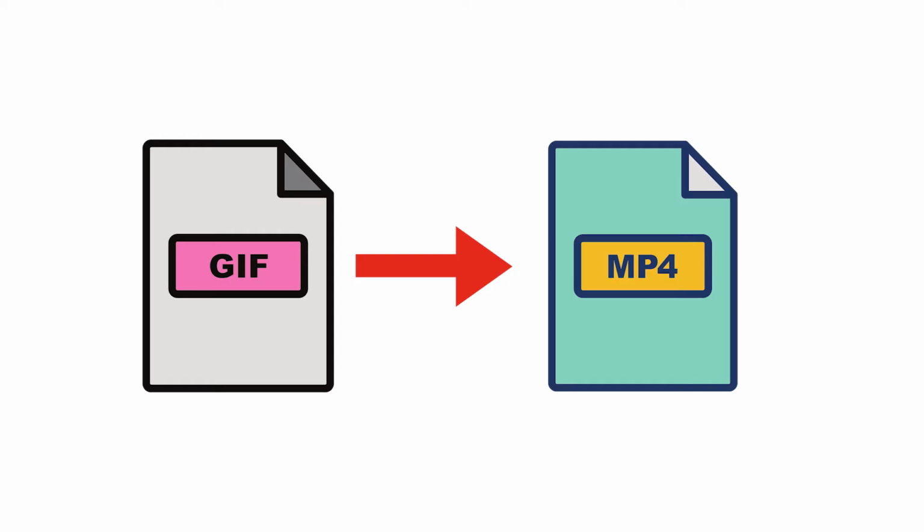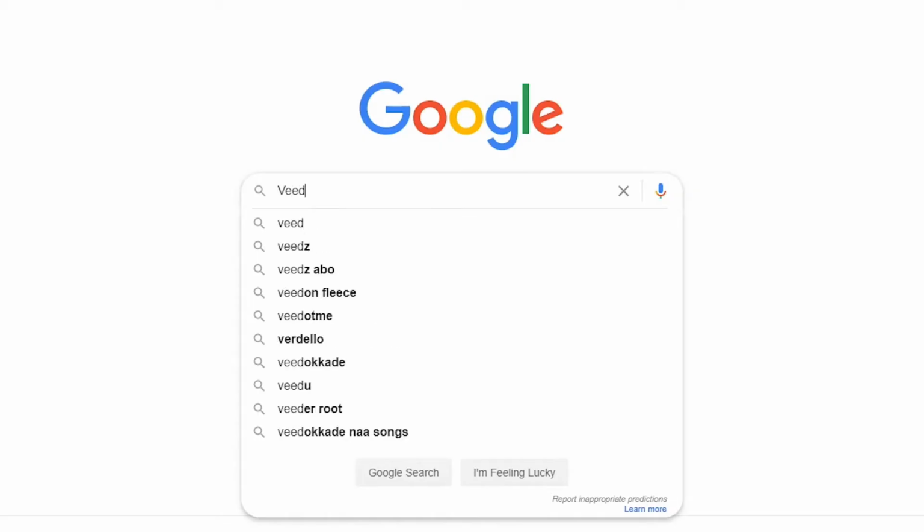How to convert a GIF to an MP4 video. In this video, I'm going to show you how to turn a GIF into an MP4 video in just a few clicks. The tool we're going to be using to do this is called Veed, so you can either head over to Google and Google Veed, which is V-E-E-D, and click on the first link. If not, as usual, the link's going to be in the description down below.